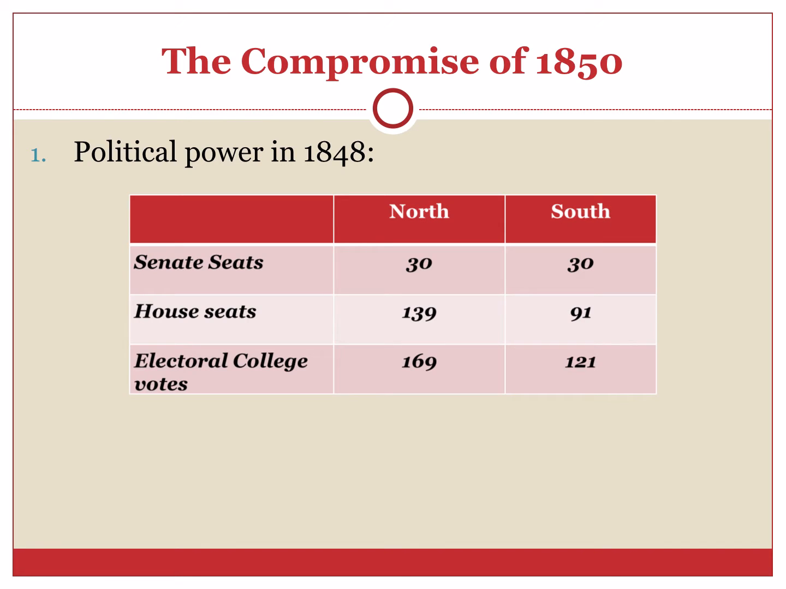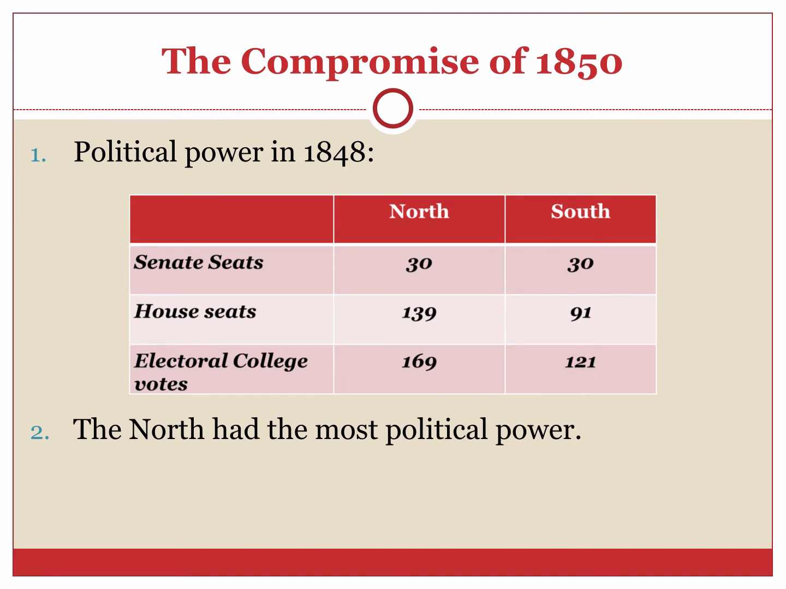In our last set of notes, we looked at what the political power looked like in 1819. Here's what it looked like in 1848. You'll notice that the North has the same number of Senate seats as the South, so that's the same. They each have more because there's more states, but they both have equal numbers. So the North has 30, the South has 30. But the North has more seats in the House, and therefore more electoral college votes. So that means the North had the most political power.